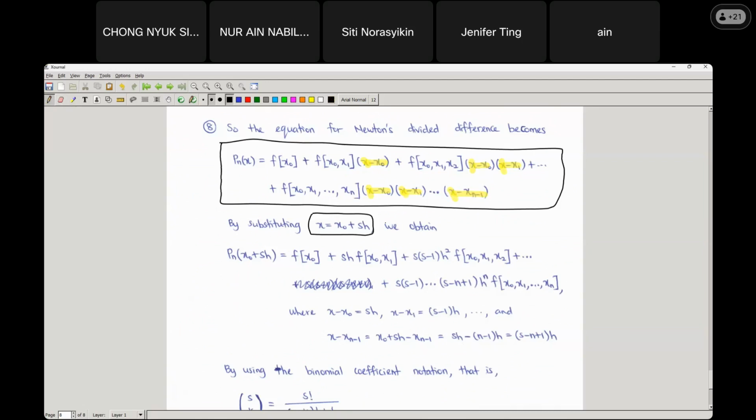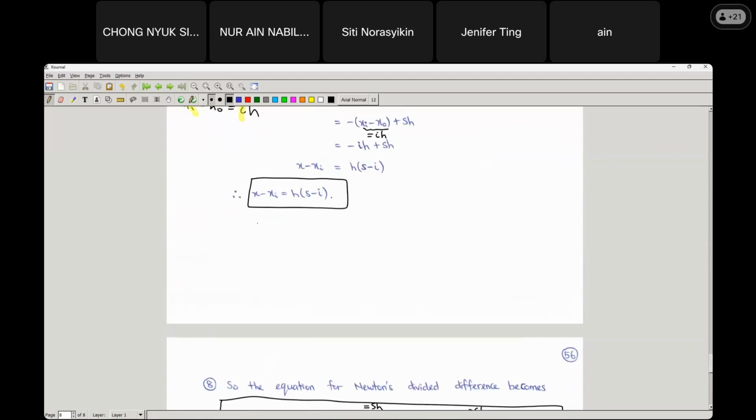So from here we can get x minus x0 equal to sh. Agree? So you have to substitute x minus x0, which is equal to sh. That's how you get the sh here. The same thing, you proceed here. You have sh. What about your x minus x1? How are you going to get it? You have to use this formula. For x minus x1, it means our i is equal to 1, right? So this is equal to h times (s minus 1).